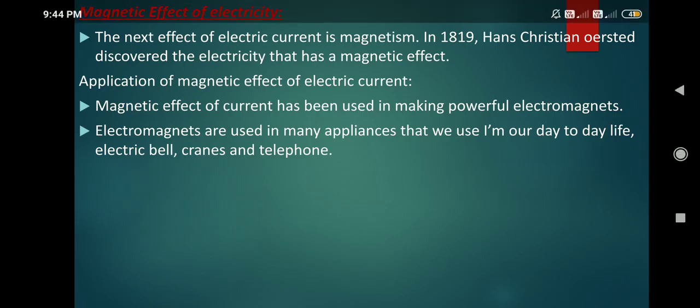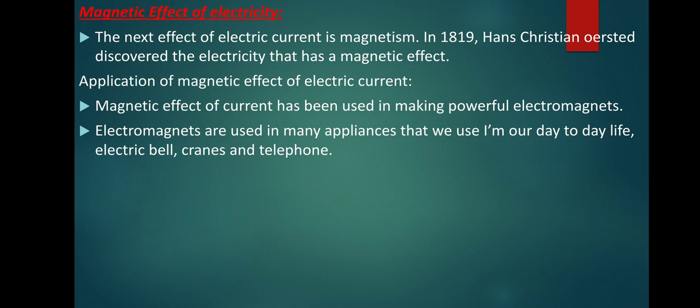Now let's move on to the magnetic effect of electricity. The next effect of electric current is magnetism. In 1819, Hans Christian Ørsted discovered that electricity has a magnetic effect. Application of the magnetic effect of electric current: it has been used in making powerful electromagnets. Electromagnets are used in many appliances that we use in our day to day life: electric bell, crane, and telephone.